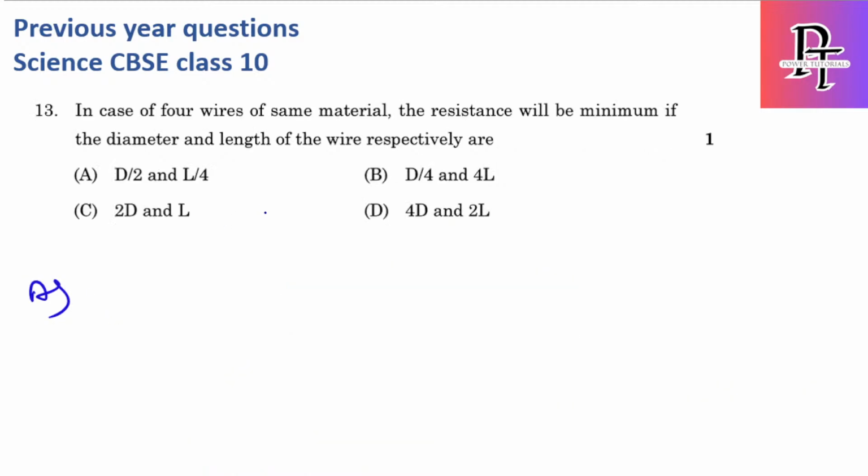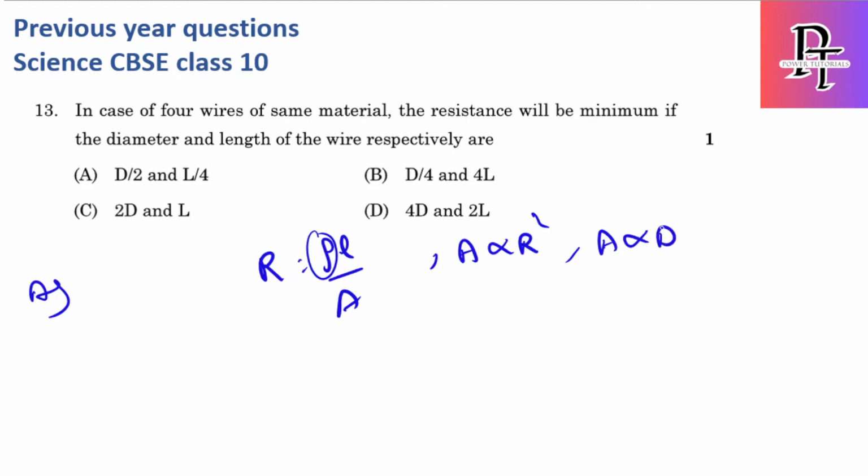In the case of 4 wires of the same material, this question is asking about R is equal to rho L by A. Same material, so rho is constant, so we have only L and A. D is the diameter here. Area is always proportional to r square, and r is D by 2, so area is proportional to diameter square.